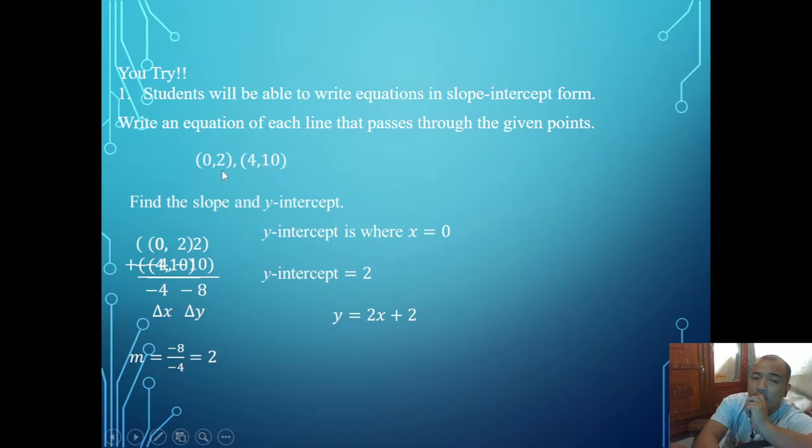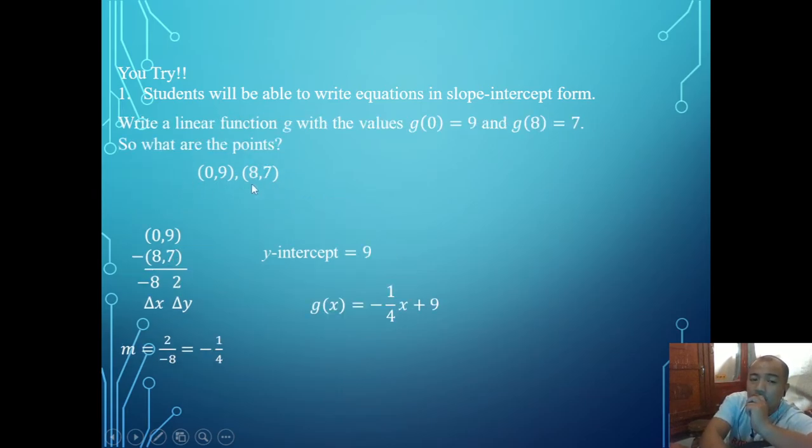And the slope is 10 minus 2, 8, over 4 minus 0, 4. 8 divided by 4 is 2. 2 is the slope. Therefore, the equation is y equals mx plus b, y equals 2x plus 2. Okay. Mx plus b, y-intercept is 2.